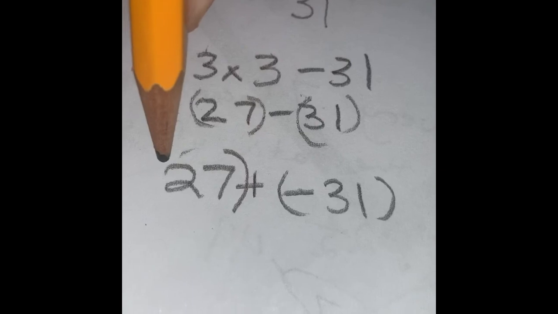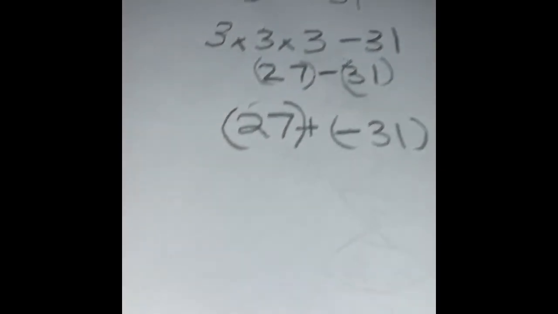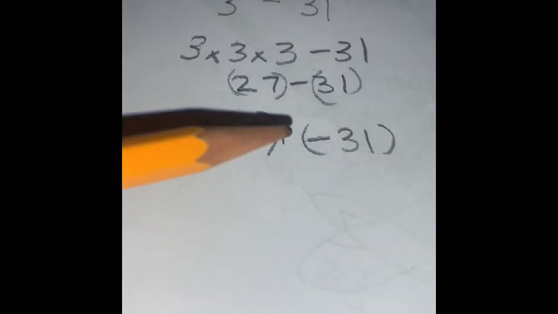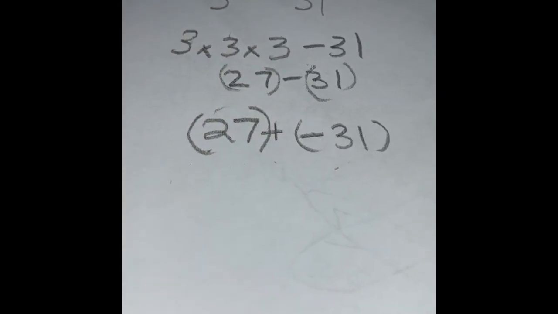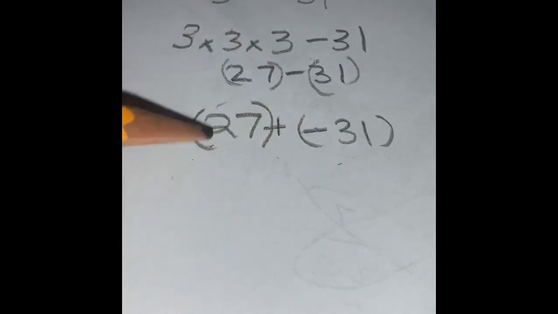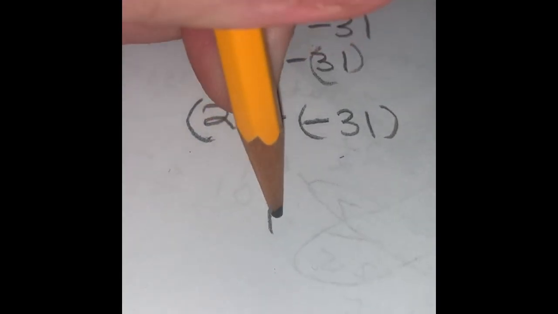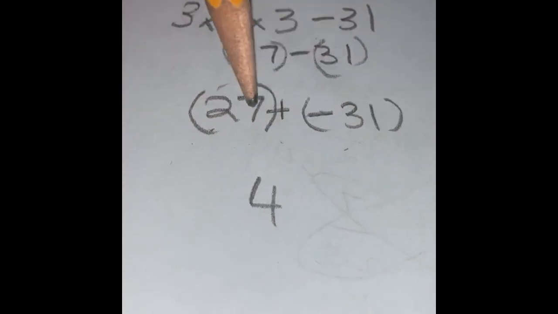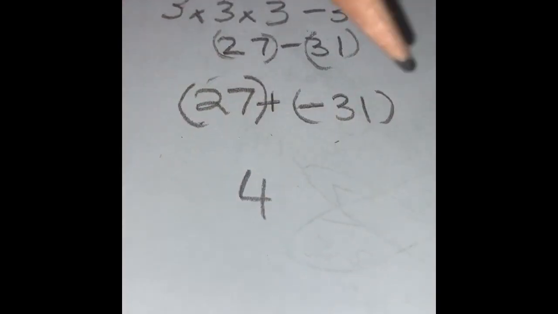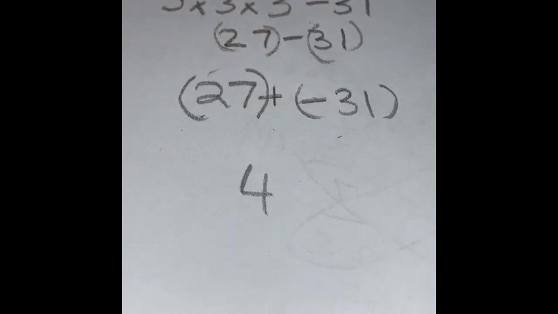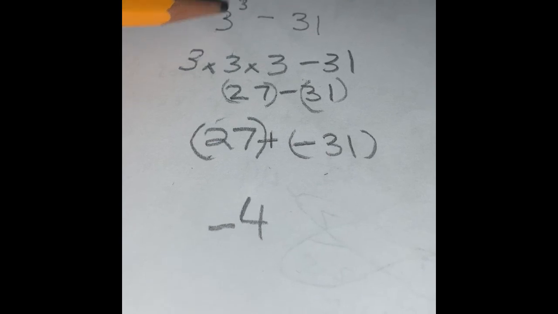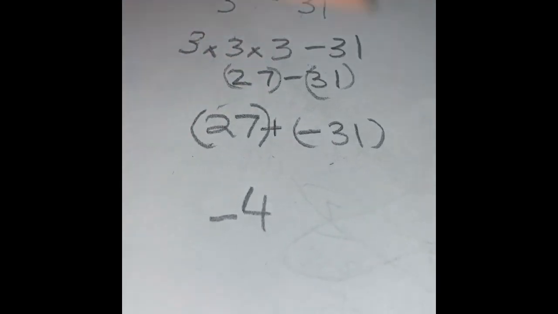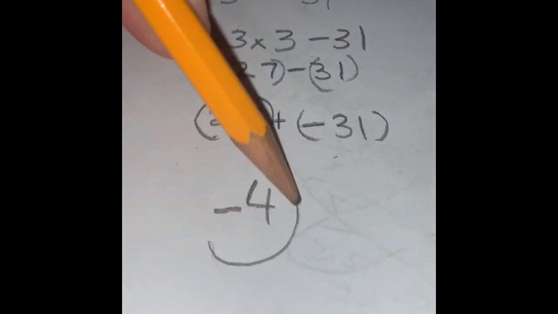So now if we look back on the first question and go to our addition rules, we're going to see that a positive plus a negative means subtract and take the bigger sign. So if we take 31 and 27 and subtract them, we get 4. And which number is bigger by itself, 27 or 31? 31 is the bigger number, so we're going to take its sign, which is a negative. So the answer to 3 with an exponent of 3 minus 31 would be negative 4.